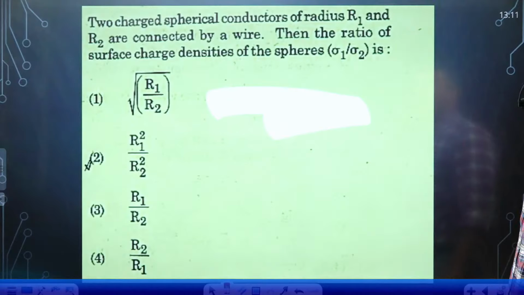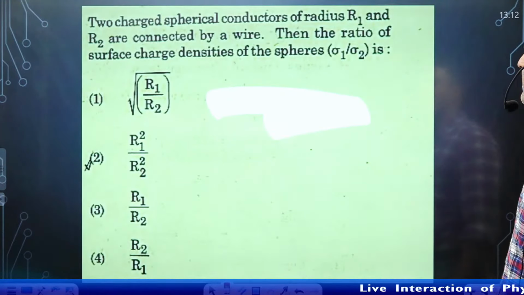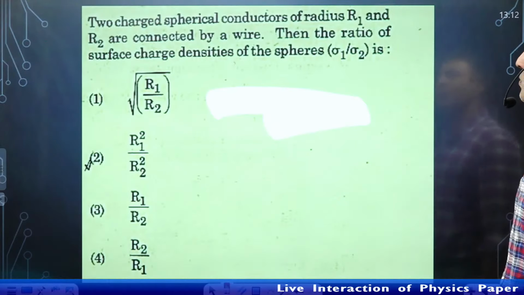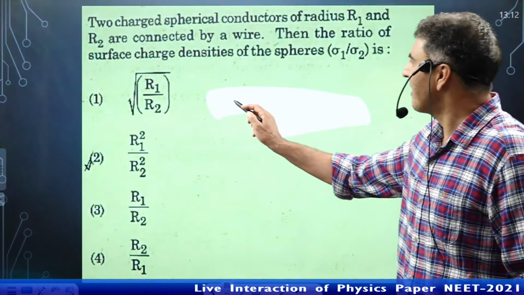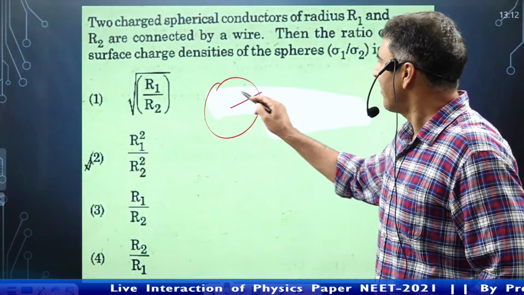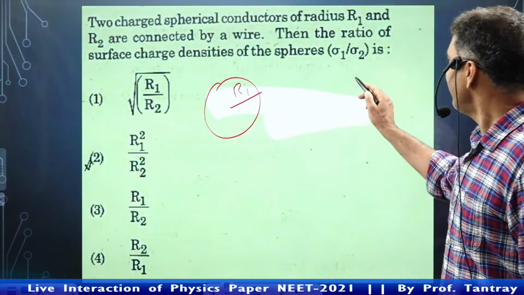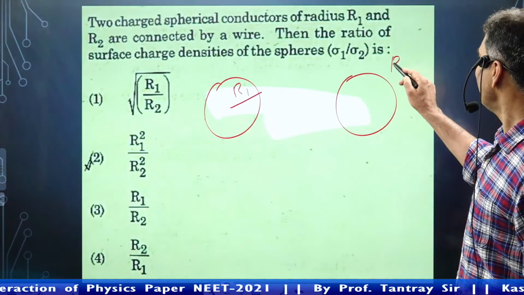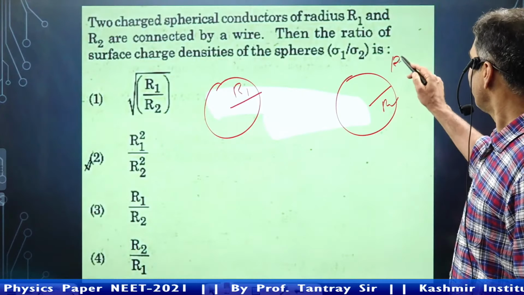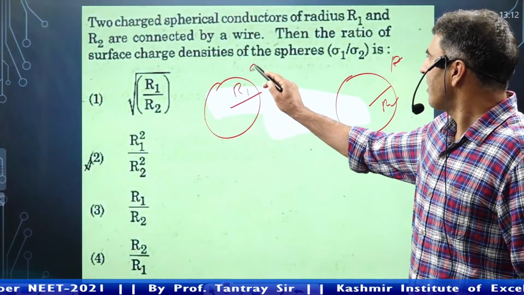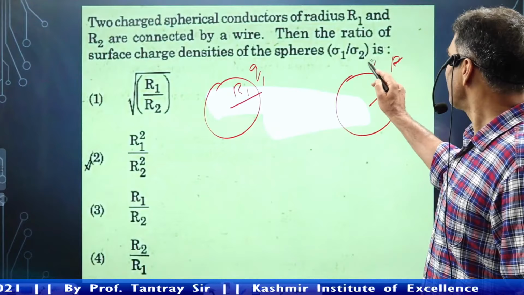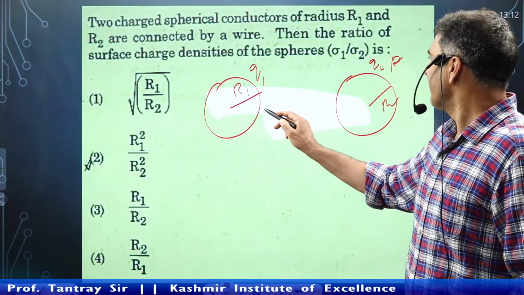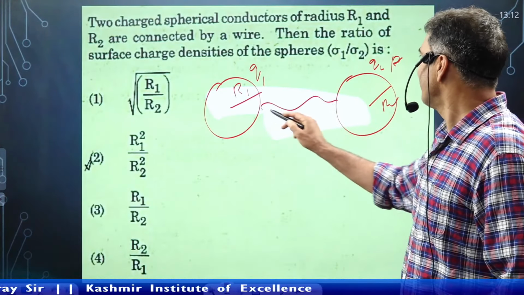Two charged spherical conductors of radius r1 and r2 are connected by a wire. The ratio of surface charge densities of the spheres, ρ1 by ρ2, is. So here we can solve this question like this. It is a sphere of radius r1. It is a sphere of radius r2. Let me suppose it has charge q1, and this has charge q2, and I will connect them.